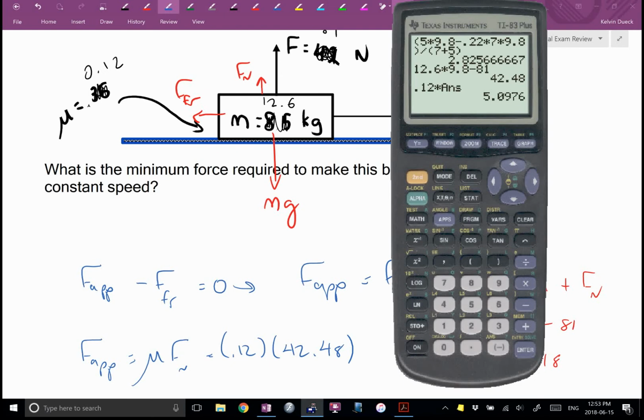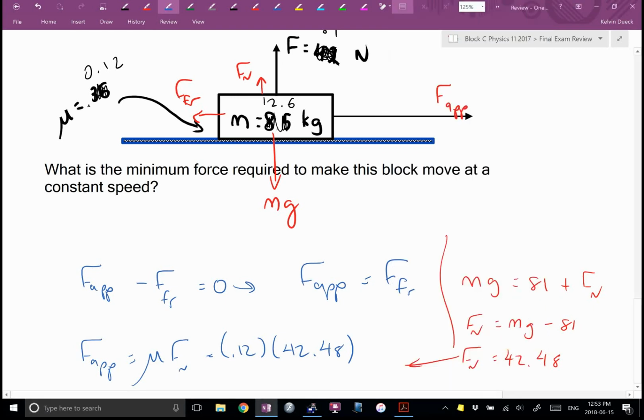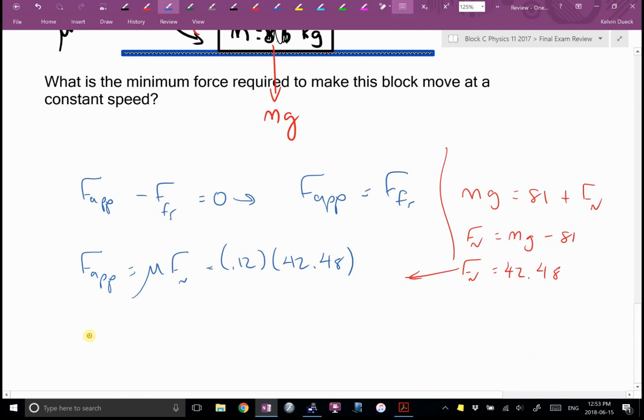This is why when you're moving the benches in the gym, if you're sliding the benches and someone comes and sits on it, it gets way tougher because they increase the normal force. So 5.09, you know what? 5.1 newtons. Is that right? Everybody else get that too?